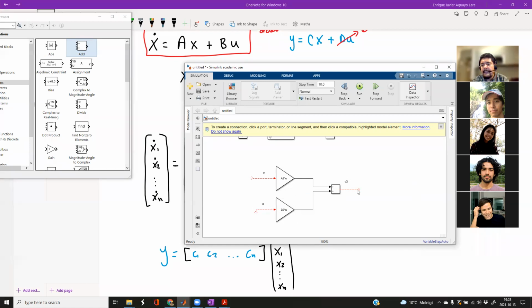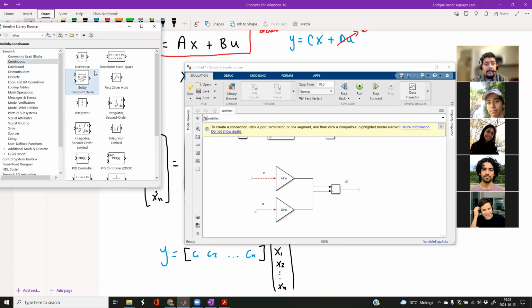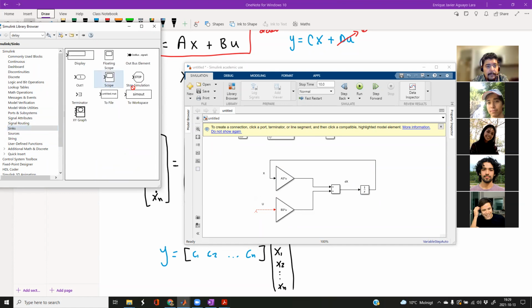From the derivative of x, how can I obtain x? Of course, I can make an integral. So if I make the integral, this is the variable x in here. So this is the input to the system. So then this is x. And of course I can plot things.